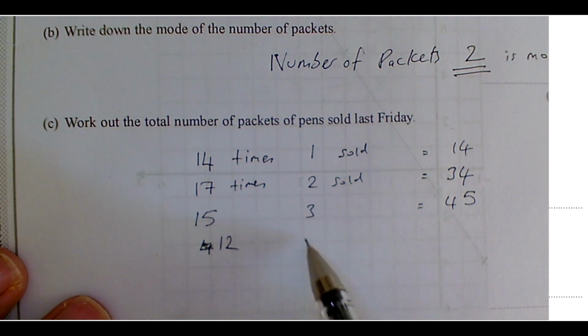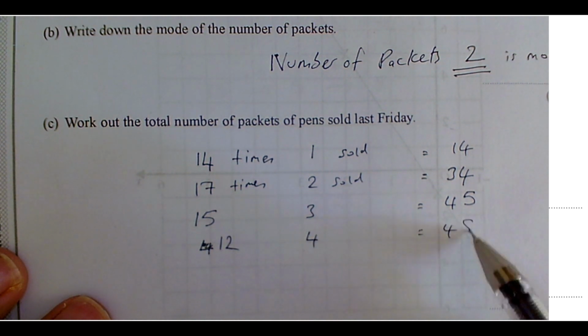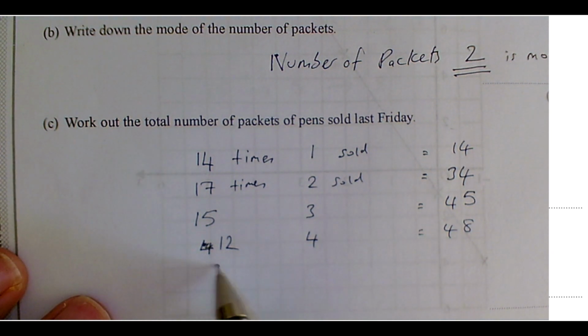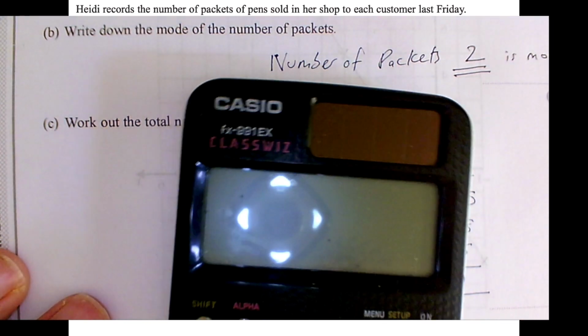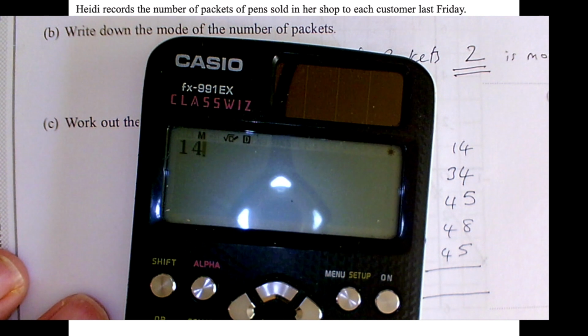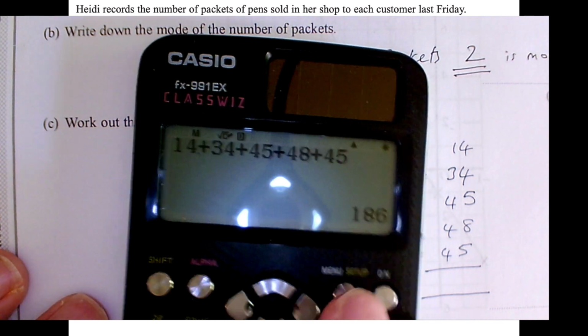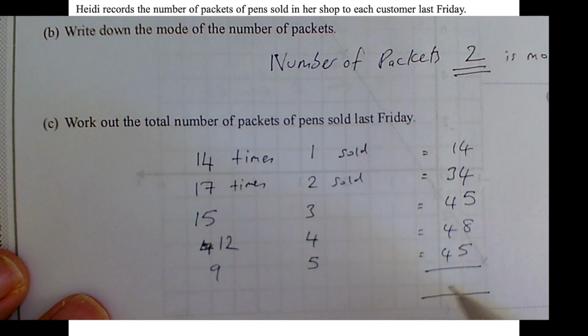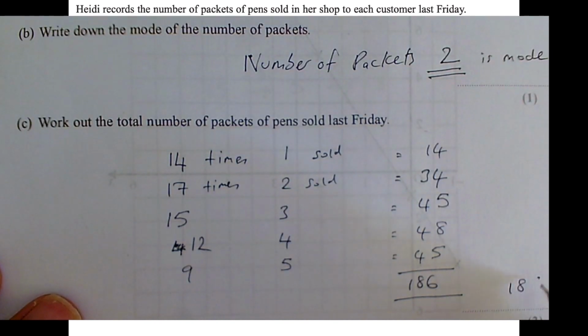Yeah, don't make that mistake. 12 times she sold 4, which is 48. 9 times she sold 5, which is 45. And I need to add those up. Okay. And it looks to me like about 186, something like that, I think. Yes, 186. Very good. Okay. So that's my answer. 186.